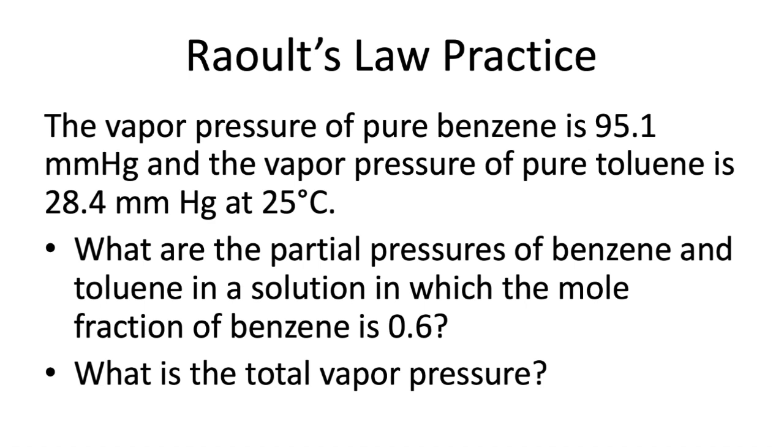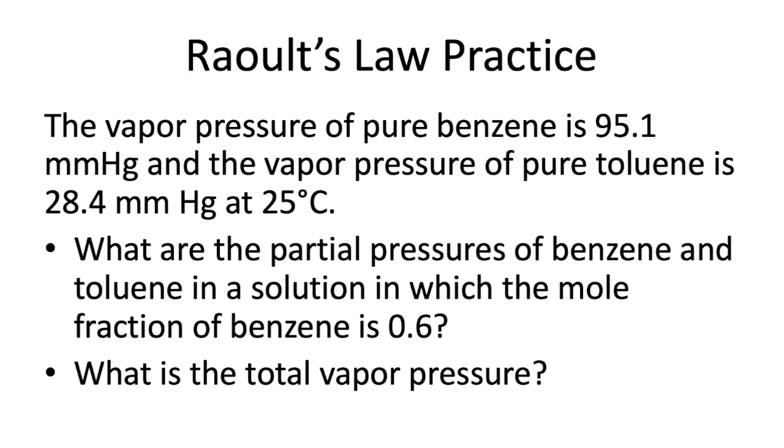So because we know the mole fraction of benzene, we also know the mole fraction of toluene. They always add up to 1. So the mole fraction of toluene will be 0.4. And we can find the partial pressures of each one just by multiplying the mole fraction times the original vapor pressure. So we can take our 0.6 for benzene and multiply by 95.1, which is our vapor pressure of pure benzene, and that gives us 57.1 millimeters of mercury.